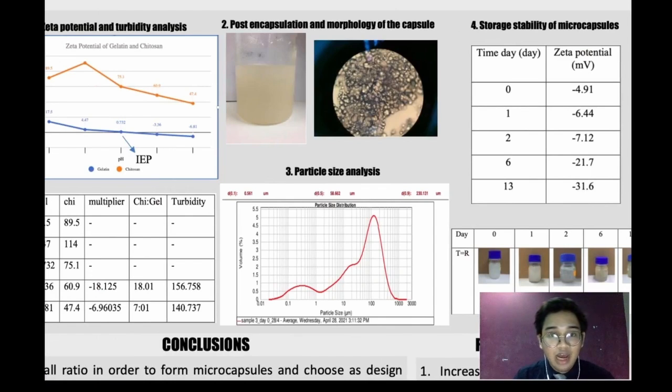The next result that I will discuss is post-encapsulation and morphology of the capsule. As we can see, the left picture is the beaker filled with post-encapsulation solution. The solution is cloudy with some precipitate at the bottom of the beaker. The right one is the morphology of the capsule under the digital microscope. As we can see, the capsule is present and spherical in shape.